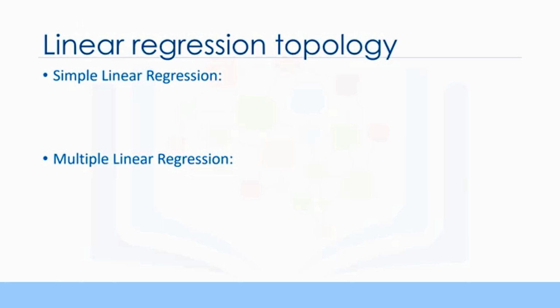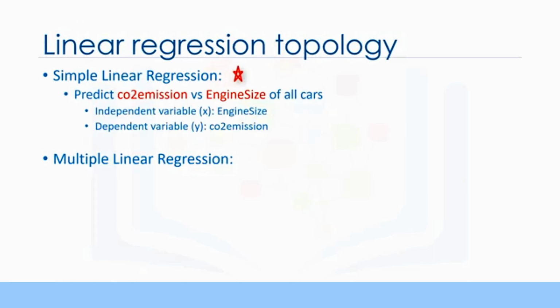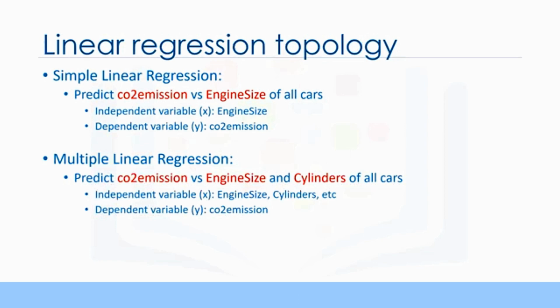There are two types of linear regression models. They are simple regression and multiple regression. Simple linear regression is when one independent variable is used to estimate a dependent variable. For example, predicting CO2 emission using the engine size variable. When more than one independent variable is present, the process is called multiple linear regression. For example, predicting CO2 emission using engine size and cylinders of cars.